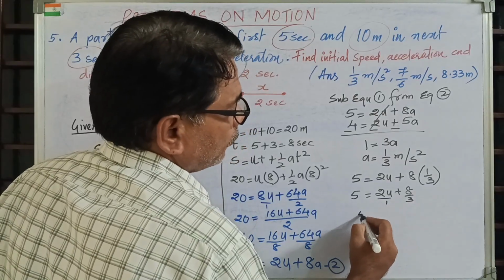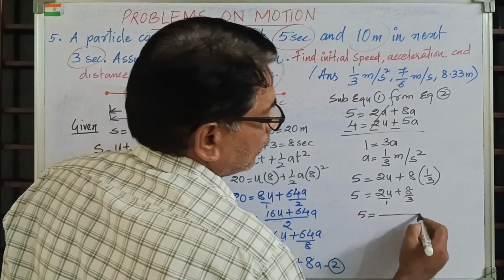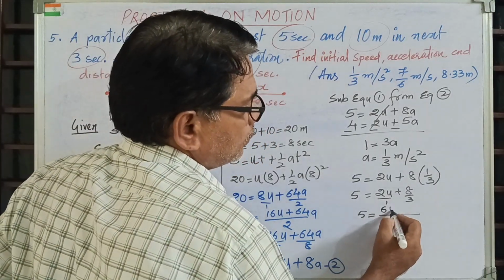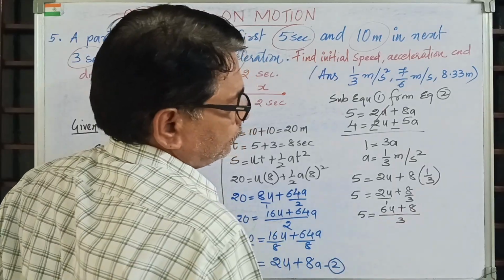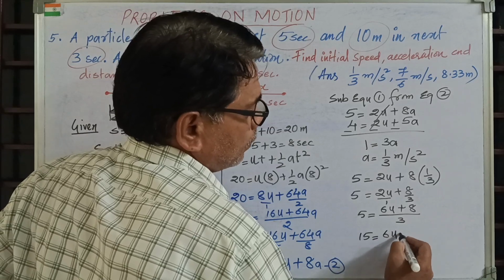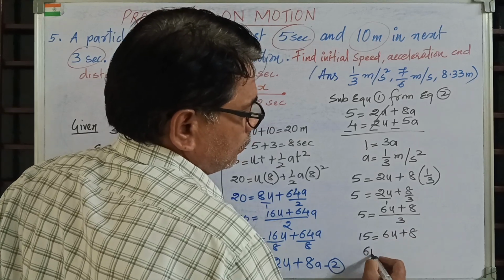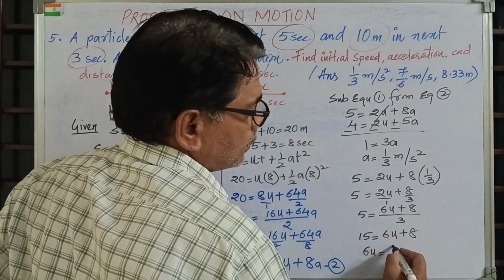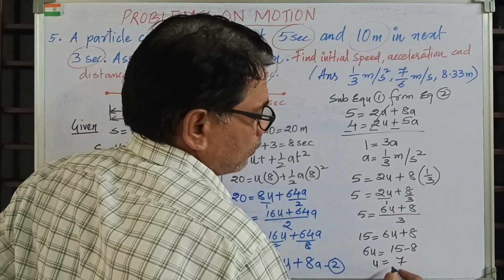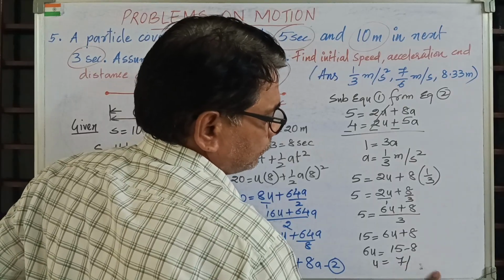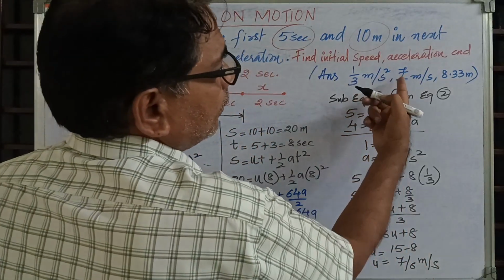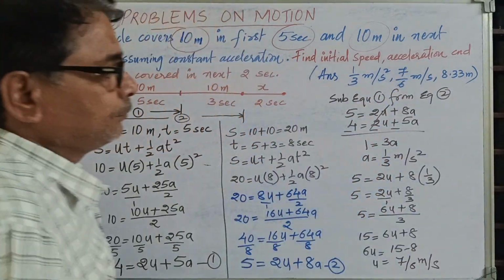So again LCM. The LCM is 3. So 1 goes in 3 times, 3 2s are 6u plus 8. Then cross multiply here. 5 3s, it is 15 is equal to 6u plus 8. 6u is equal to, you send this 8 to the other side, 15 minus 8, which is 7. Then u is equal to what? 7 by 6 meter per second. You got it here. 7 by 6 meter per second. Okay.